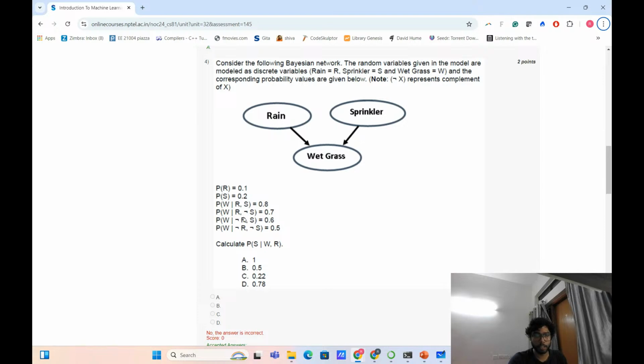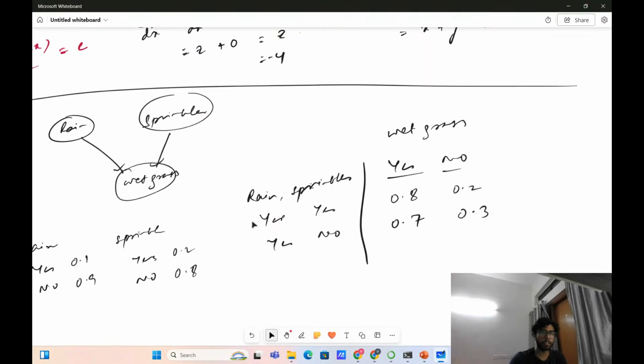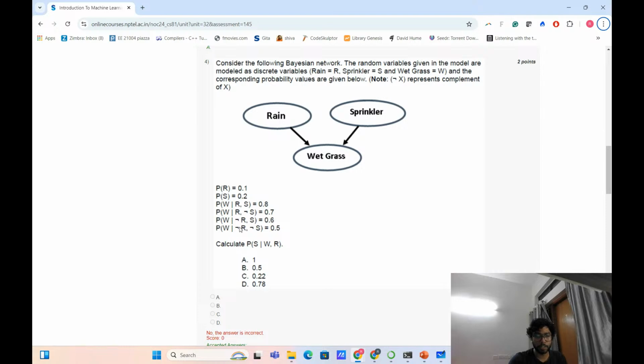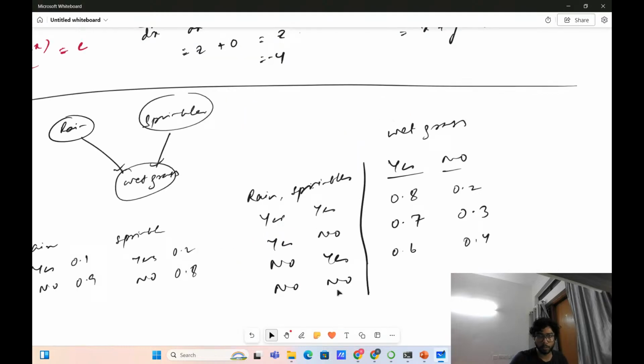Similarly, next is no rain, sprinkler yes. Probability of wet grass? 0.6. So wet grass 0.6, no is 0.4, 1 minus 0.6. Now the last one. Probability of wet grass, no rain, no sprinkler. So both no. That is given at 0.5 probability. Probability of no wet grass is 1 minus 0.5, 0.5 again. Right, so this is how you construct the table.